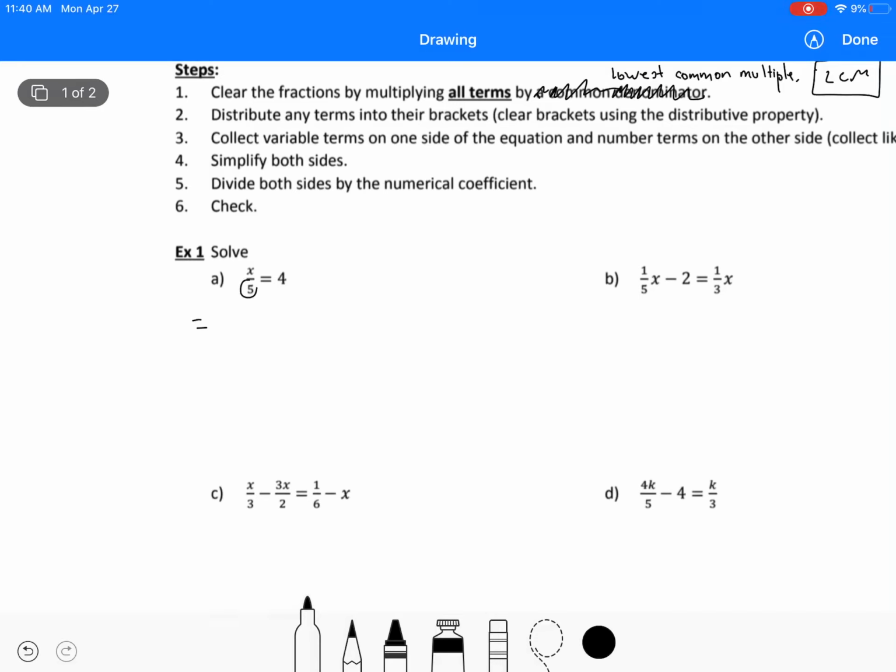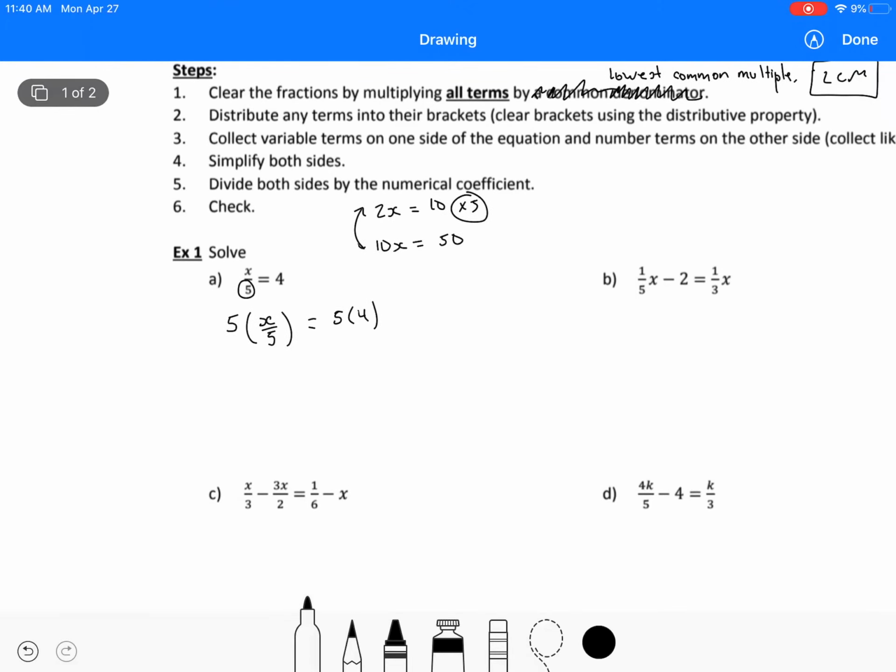But in this first question, we only have one denominator, a 5. So the way to get rid of the 5 on the bottom is to multiply by 5. So 5 times x over 5 is equal to 5 times 4. You can see we've multiplied everything here by 5. The question isn't any different. Like if we have 2x equals 10, and we multiply everything by 5, that becomes 10x equals 50.